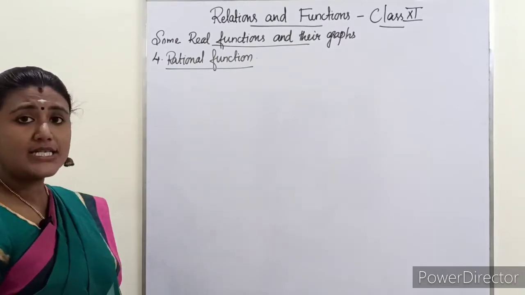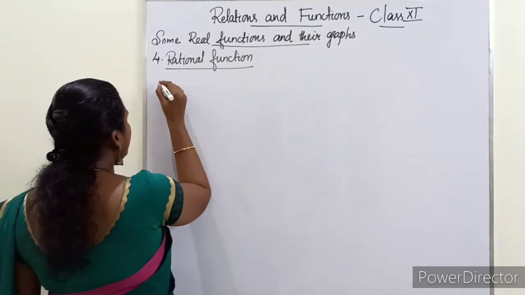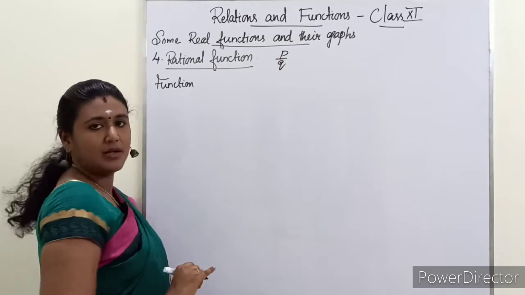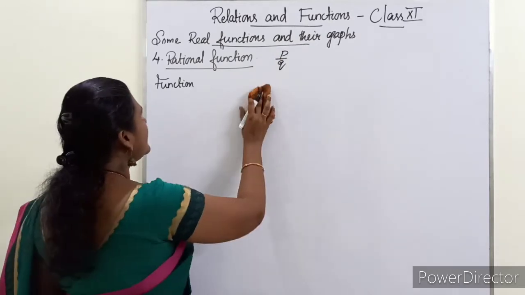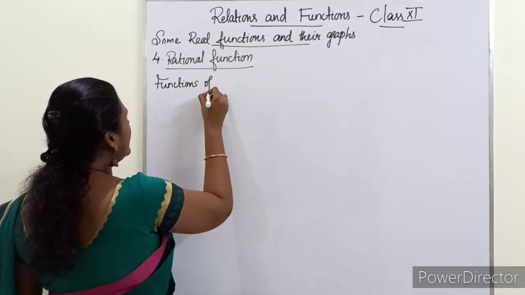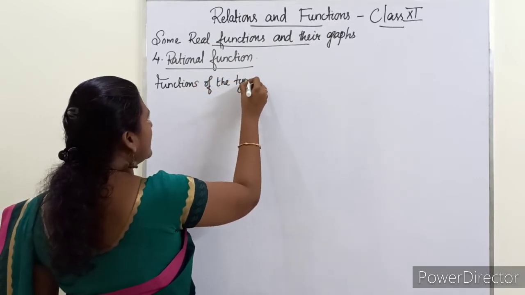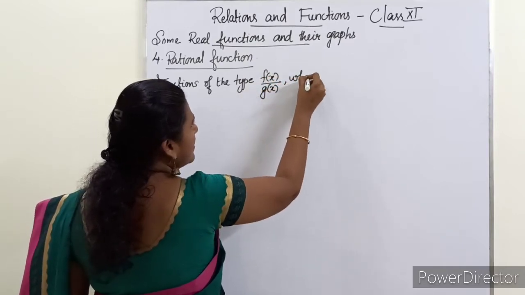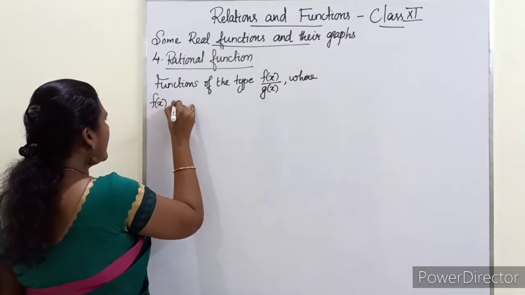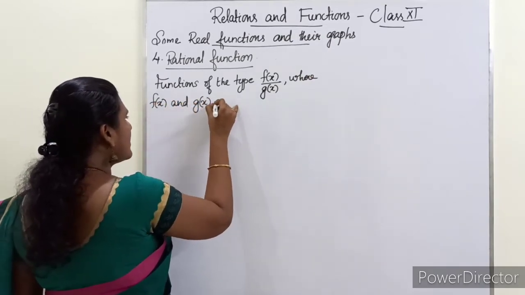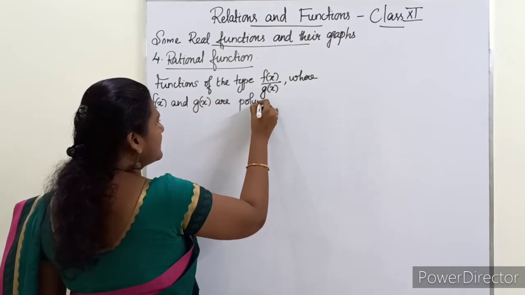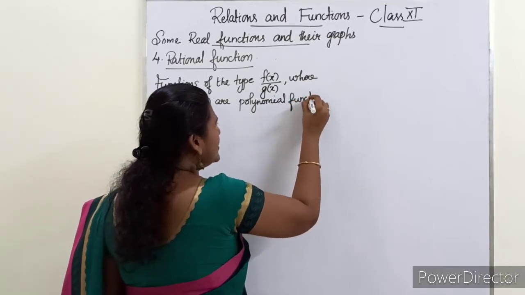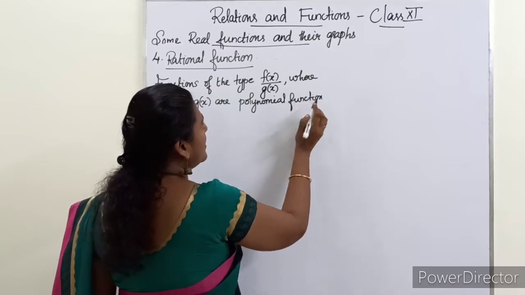Now the fourth function, rational function. So what do you mean by rational function? A rational number, you know, a number of the form p by q is called a rational number. Similarly, a rational function is a function of the type f of x by g of x, where f of x and g of x are polynomial functions. So it can be an expression in x.